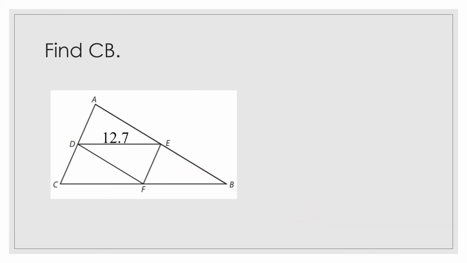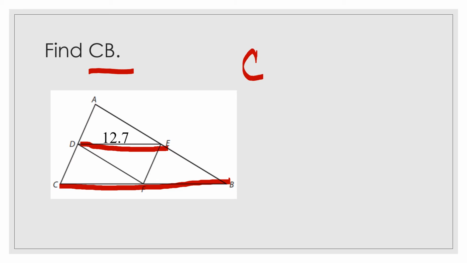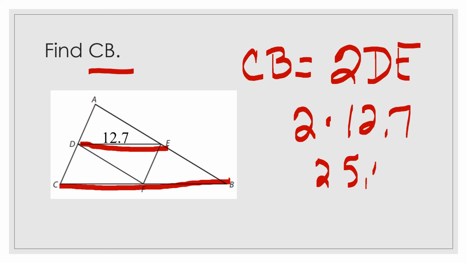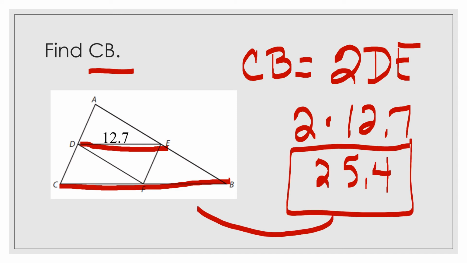Now we have decimals, and we still want to find one of those segments. But this time, we want to find the base. The midsegment is 12.7. So we have to reverse it. If we're looking for the length of segment CB, it is 2 times the midsegment DE. So we're going to take 2 and multiply by 12.7, and we'll end up with 25.4. So this base that's parallel to the midsegment DE is 25.4 units long.